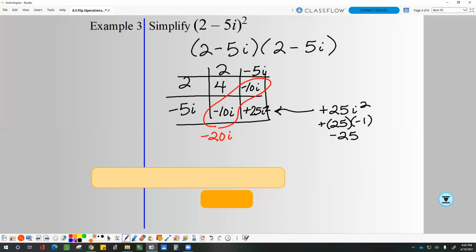But for complex numbers, I also combine these real numbers. 4 minus 25 is -21. So I get -21 minus 20i when I multiply those. Don't ever leave an exponent on the i for an answer. For a complex number, that's any number that can be written in the form.